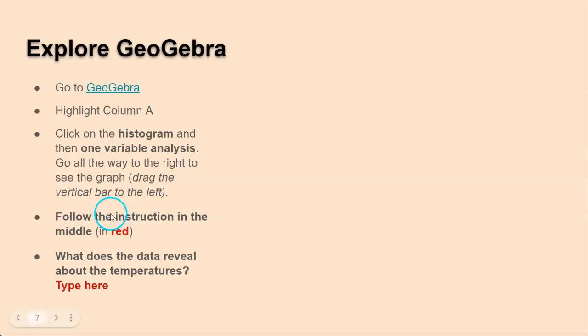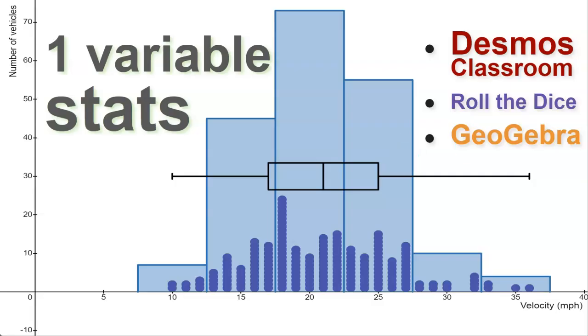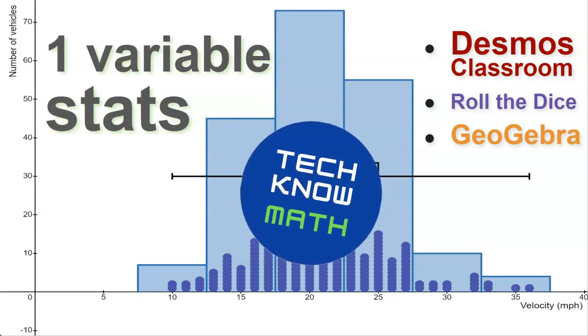Now once they get that over here, they're asked to answer a question. What does this data tell you about the temperatures? What's going on? So they need to look a little closer at the numbers and the shapes of the graphs and what is happening. And that concludes our one variable statistics lesson.